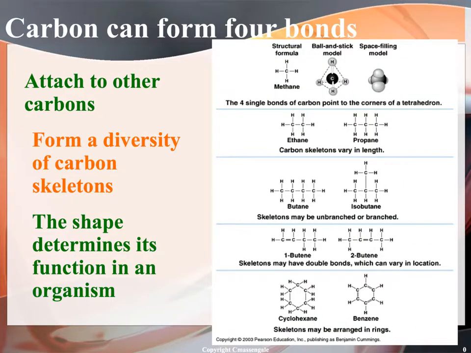So carbon can form four bonds. If you remember from chemistry, carbon has four valence electrons, so it can bond to four different atoms in a single bond, or it can form double bonds or triple bonds. Carbon, therefore, can form a variety of shapes, a variety of skeletons, such as the straight lines we see here, all single bonds, or a branched shape, again, all single bonds, or here is a straight line with some double bonds, or even a ring.